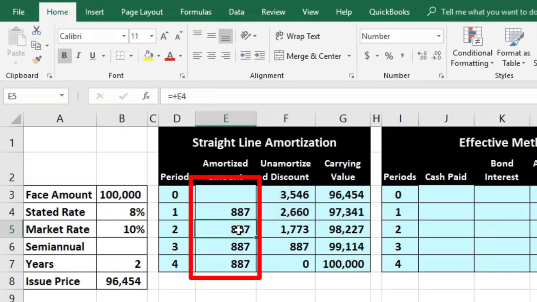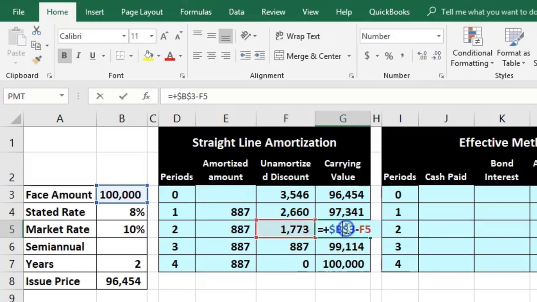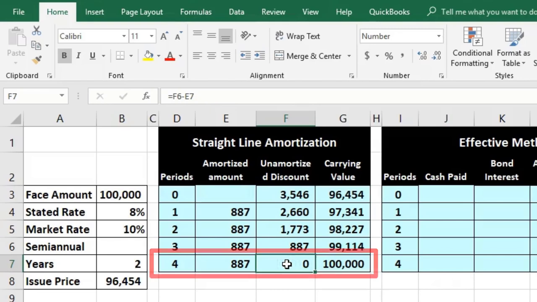So if it was straight line, which is not the preferred method, but an easy method, right? We would just always have the same amount here. We would reduce the unamortized by the same amount each time period, and then the carrying amount would also change by the same amount here. So it always would be the 100 minus the unamortized amount, and so on and so forth until we get down to the period four, the last period, where the unamortized amount is zero and we're left with the 100,000, just the bond amount that we can then pay off at the term of the bond.